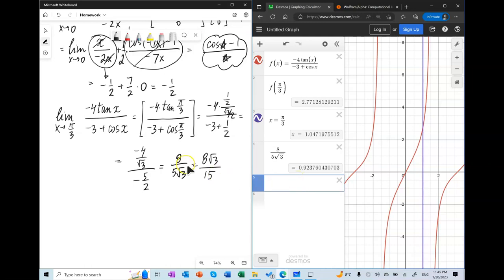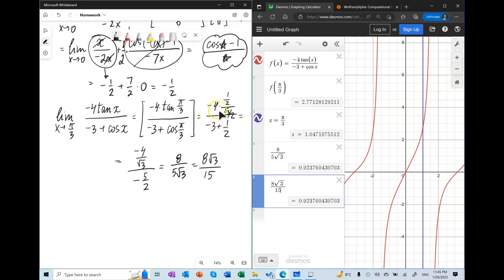Negative 8 over something, it's not clicking here. 8 square root of 3 over 15, that's the same thing, right? I'm not doing this the right way. I need to get this evaluated at pi over 3. Why am I not getting this answer?